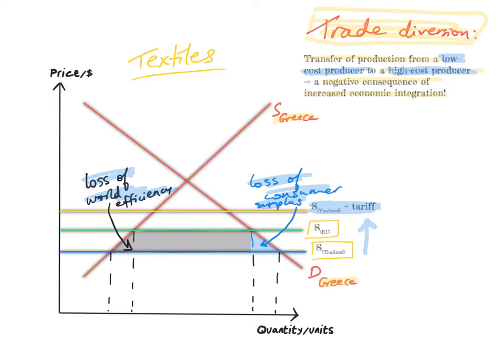Trade diversion: once you enter into a common market and you set tariffs against non-members, this might trick you into believing that it's cheaper to buy certain products from members, even though non-members might be more efficient. So you're actually transferring production from a more efficient producer to a less efficient producer. That's why it's a negative consequence of increased economic integration.